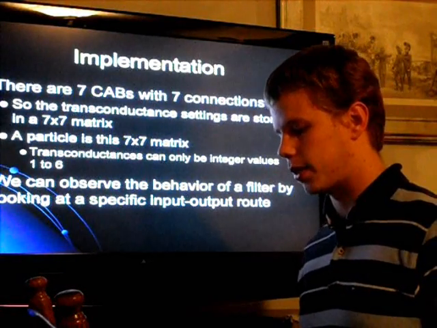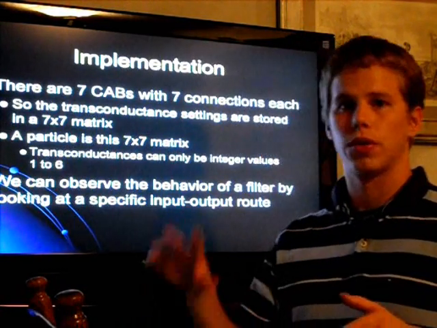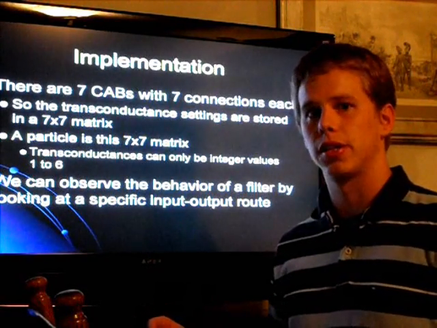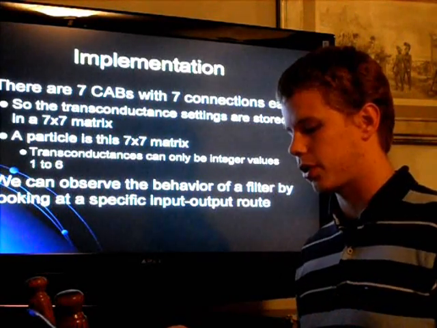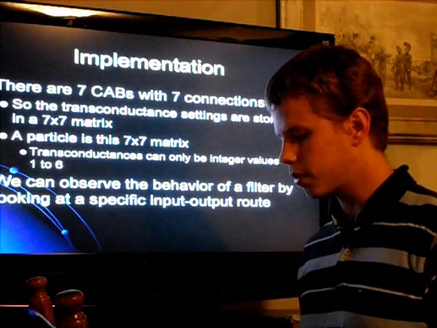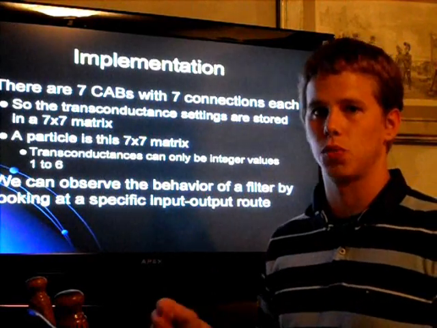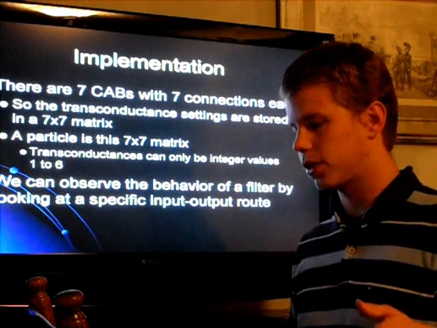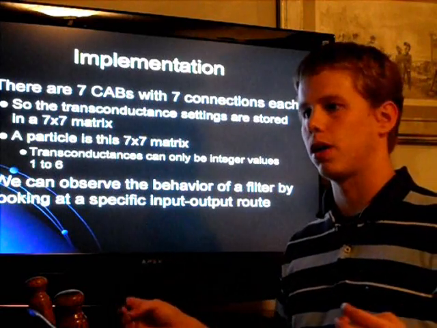So how is this implemented on that hexagonal topology that I showed you before? Since there were 7 cabs and each cab has 7 transconductance elements or settings, one particle is just a 7 by 7 matrix of these transconductance settings that instantiate filters on this topology. Each transconductance value can only take on integer values 1 through 6 or -1 through 6. And if it's 0, then that particular connection is turned off on the topology.